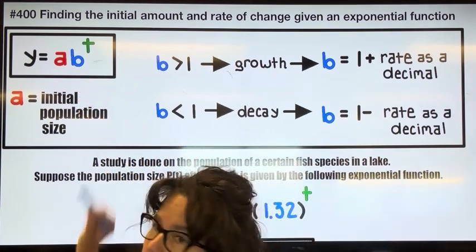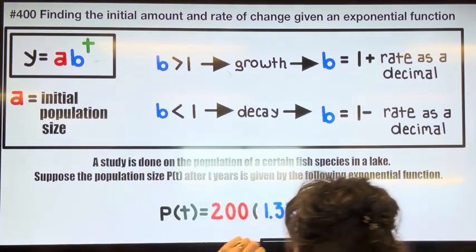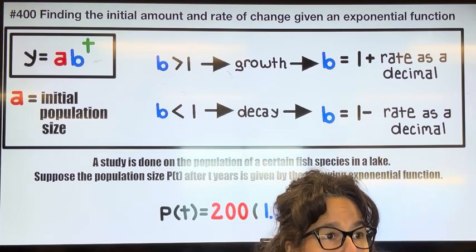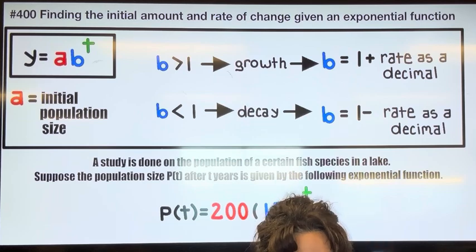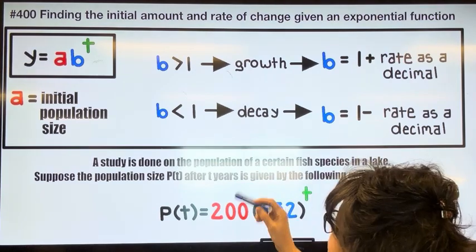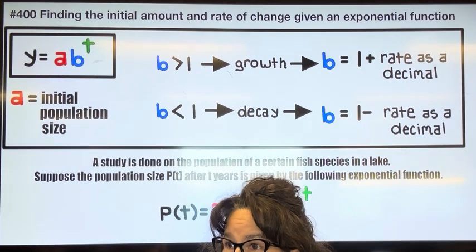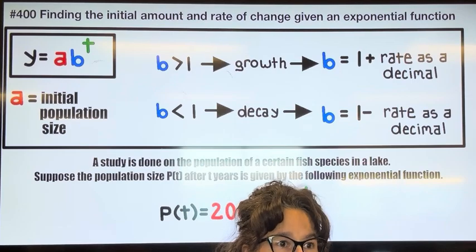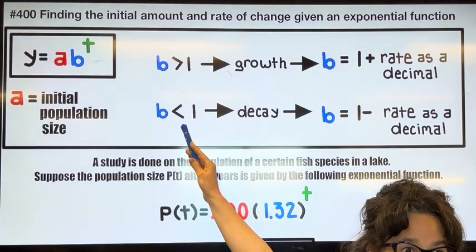Now the B value, if that number right here ends up being greater than 1, then you know that it's growing. So like if you had 100 fish in the pond, and then you have 110, and then you have 120, the population is growing. If the population is growing, then this number is going to be bigger than 1. But if the population is decaying, so more are dying off, fewer and fewer are in there, then this number right here is going to be smaller than 1.